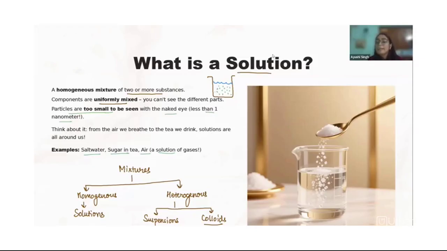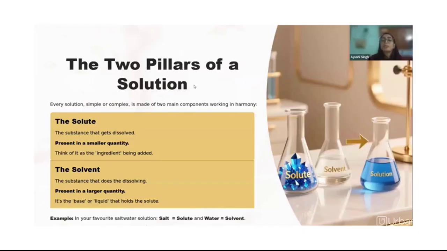Now, what exactly is a solution made up of? We need to know this. A solution is made up of two things combining together: solute plus solvent. The solute is the substance that gets dissolved into something else. And the solvent is the one that does the dissolving.